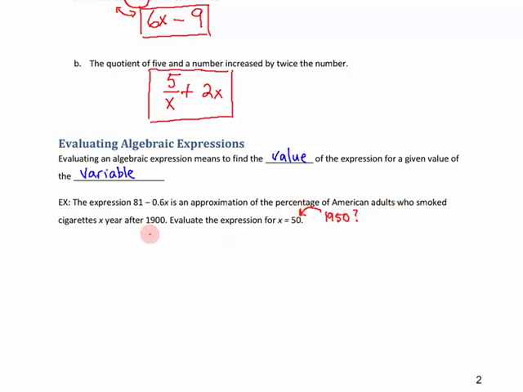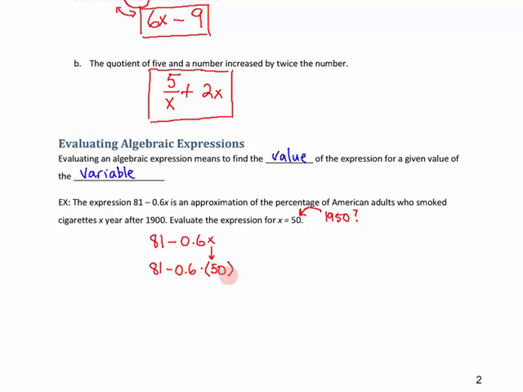Now, in order to evaluate an expression, what I always suggest that you do is take the original algebraic expression, just write it down, and everywhere there is a variable, replace that variable with parentheses. Just open up the parentheses, okay? 81 minus 0.6, and then stick in here the number that you're plugging in for that variable. So I'm going to stick 50 right there. Now when you see two numbers adjacent to each other or a number sitting next to parentheses, that implies multiplication.